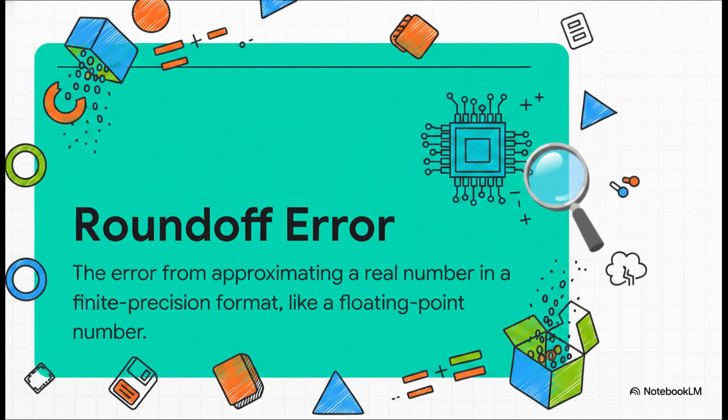And second, we have round-off error. This is a storage error. It's the error that exists simply because you can't stuff an infinitely precise number into a finite box.